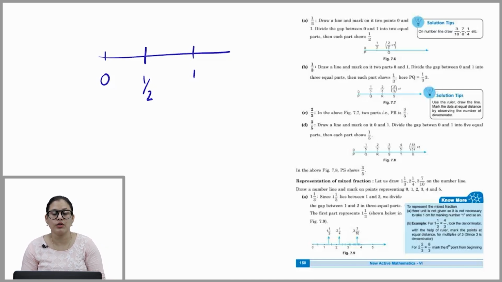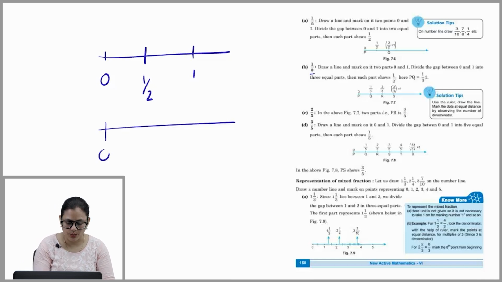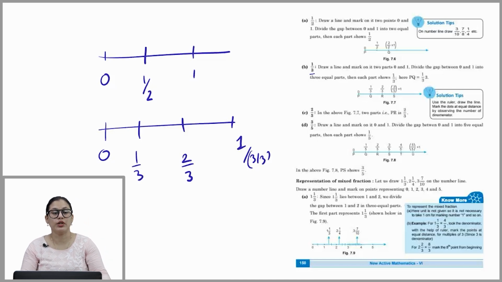Right? B, 1 by 3. Draw a line and mark on it 2 points, 0 and 1. Divide the gap between 0 and 1 into how many parts? 3 equal parts, because the denominator here is 3. 0, 1, 2, and this is the 3rd part. 1 means 3 by 3. This is 1 by 3, 2 by 3. So we have to locate 1 by 3. So this is 1 by 3. Similarly, 2 by 3, this is 2 by 3.